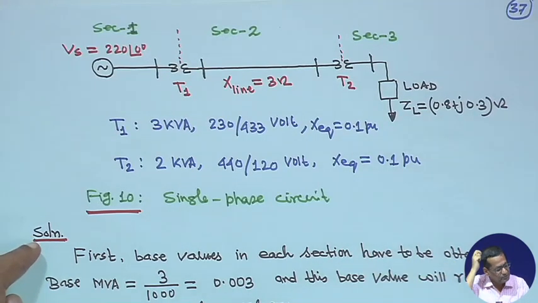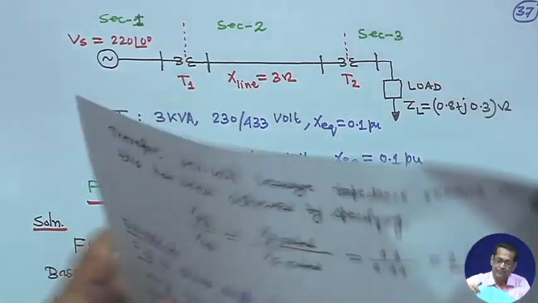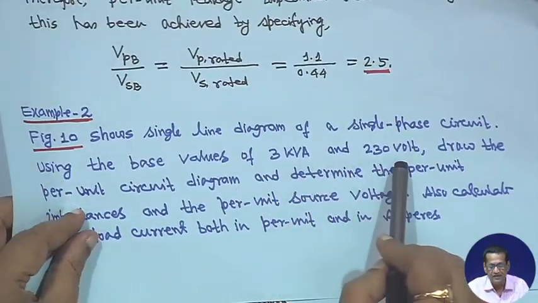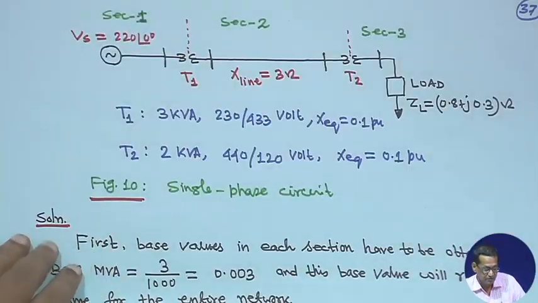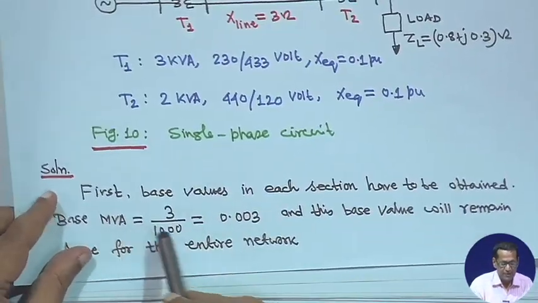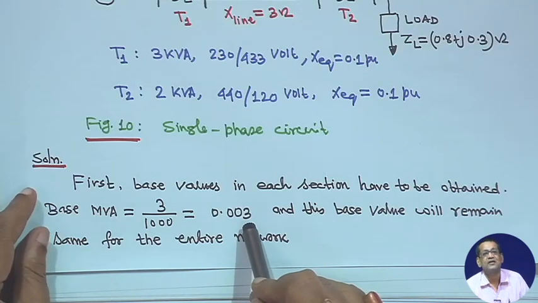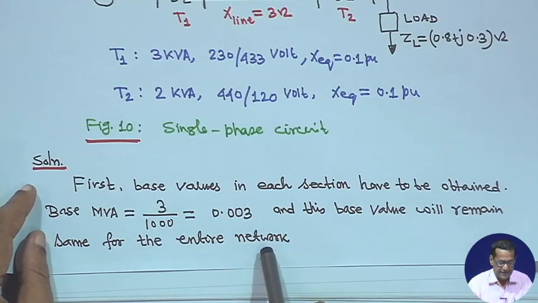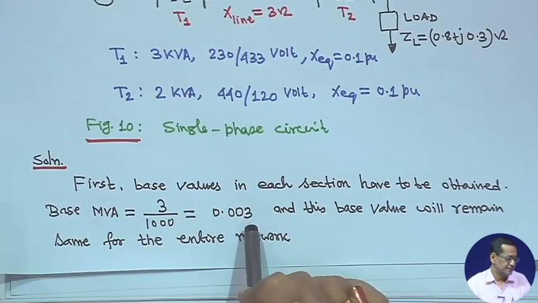Now, first you have to choose base values, and in this problem it is given that you have to take base values 3 kVA and 230 volt, and based on that you have to determine everything. So, base kVA is given as 3, you convert it to MVA, so it is 3 by 1000, 0.003, that is your base MVA. This base value will not be changed, it will remain the same throughout.